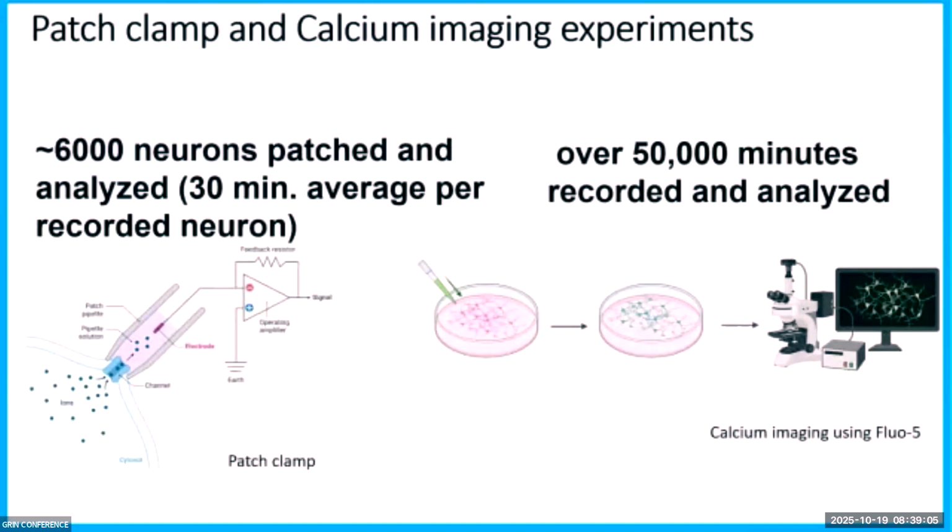The methods that we use for this study are whole-cell patch clamp and calcium imaging. And this is a really large body of work. We're talking about approximately 6,000 patched cells, because of all the drug screens, which I will show, and approximately 50,000 minutes of recorded and analyzed calcium signaling.